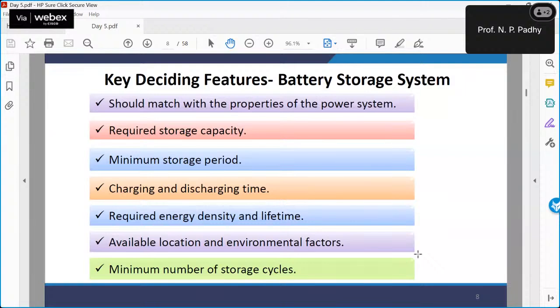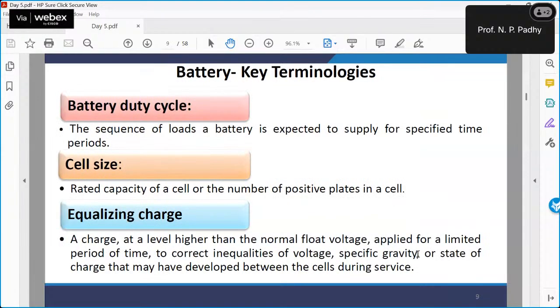Through the information available to you related to energy density and lifetime, available location and environmental factors, minimum number of storage cycles. So these are the key deciding factors for your energy storage systems. Now there are a few terminologies that we need to understand, for example, battery duty cycle. We keep on reading, so this next 2-3 minutes is quite important.